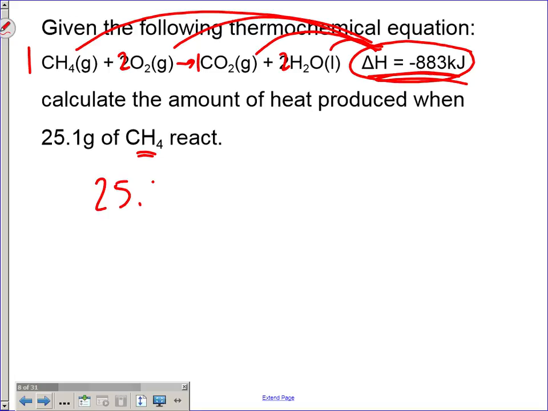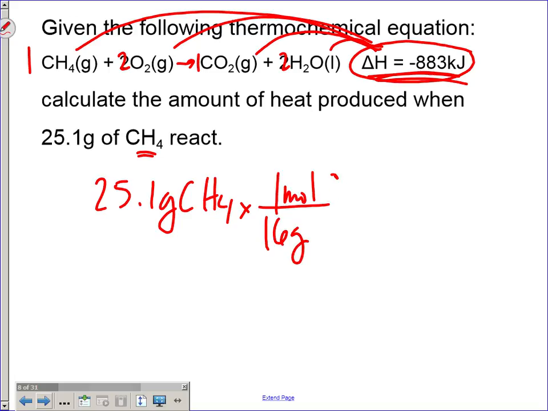Okay, so 25.1 grams of methane converting to moles by dividing by 16 grams. Please put your identities down as well. I'm modeling to you how you should show your work. So then we got from grams to moles, and then what do I multiply by to get to heat? Since it's phrased as heat produced, it's okay if you don't put the negative, because it's saying that much is being produced, is being released.